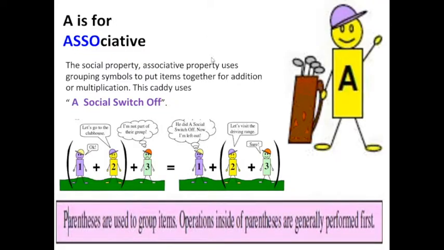A is for associative. A-S-S-O, associative. Associative property uses grouping symbols to put items together for addition or multiplication. This caddy uses a social switch-off. Here, caddies 1 and 2 are like, let's go to the clubhouse, and they're in a group, and the third guy is kind of sad. He's not part of the group. Then they stay in the same order, but they switch groups. He did a social switch-off. Now I'm left out. Let's visit the driving range. Sure. Parentheses are used to group items, and operations inside of the parentheses are generally performed first.